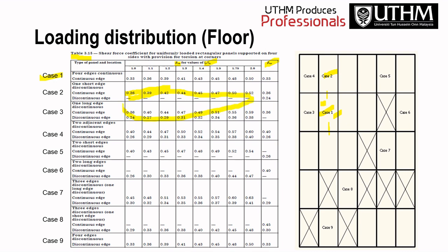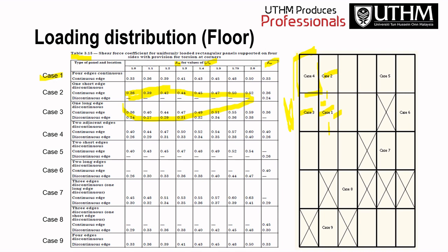Case 3 is one long edge discontinuous. You can see here that this long edge is not continuous. Then case 4 is 2 adjacent edges discontinuous. Here you can see these 2 adjacent edges, one long and one short, are discontinuous. So you refer to the value for the continuous edge and the value for the discontinuous edge.